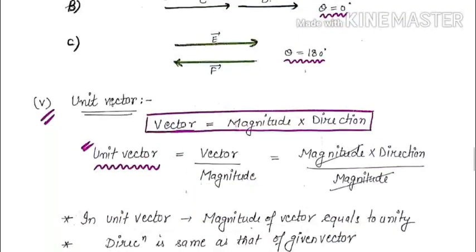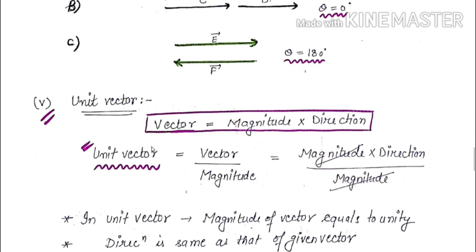Next is the unit vector. A unit vector is obtained when we divide a vector by its magnitude. As you know, a vector is equal to magnitude into direction, because it has two components, magnitude and direction. And the unit vector is equal to the vector divided by its magnitude. As the vector is equal to magnitude into direction, when we divide by magnitude, the magnitude cancels out.